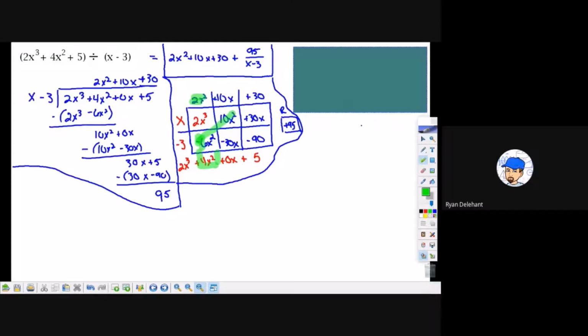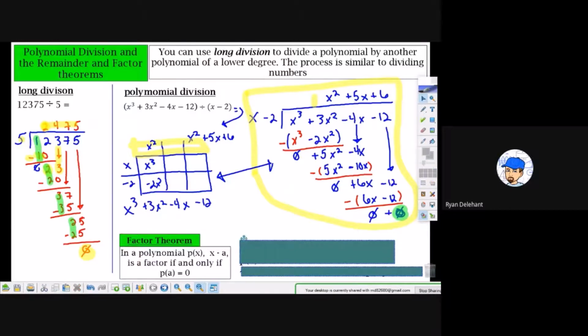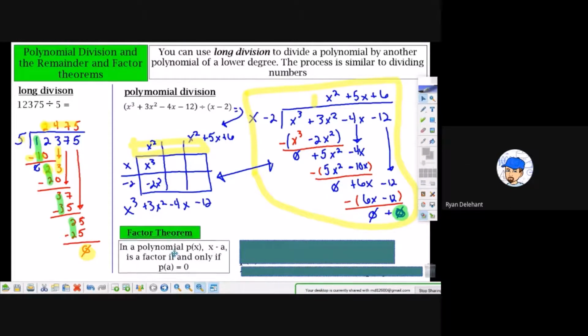Okay? Now, the division is going to be necessary for our steps because we're eventually going to completely factor polynomials. But it's not the only way that we can go through and determine if something is a factor. There's two little theorems that are actually pretty close to the same thing that tell us about this. One of them is called the factor theorem. It says in a polynomial p of x, which for this example would be this, that's our p of x, x minus a is a factor if and only if p of a equals 0.